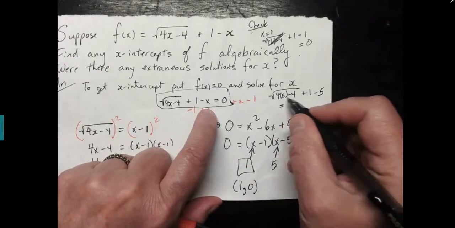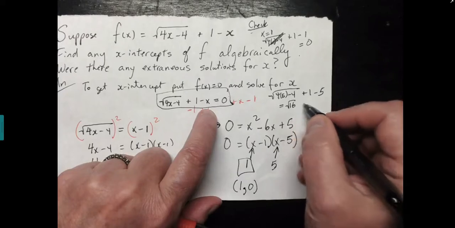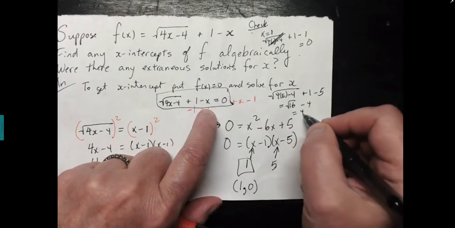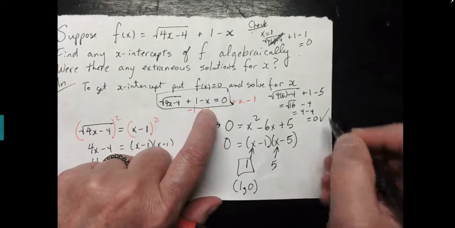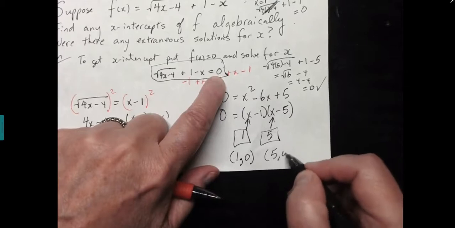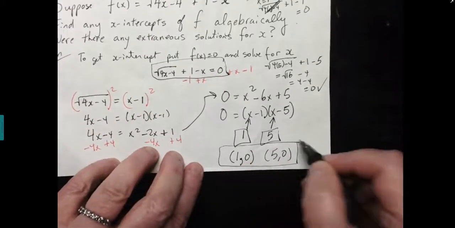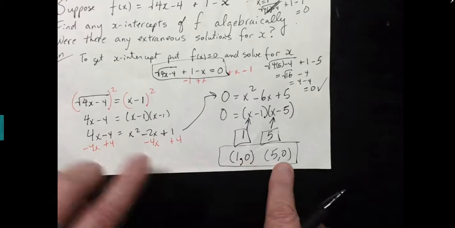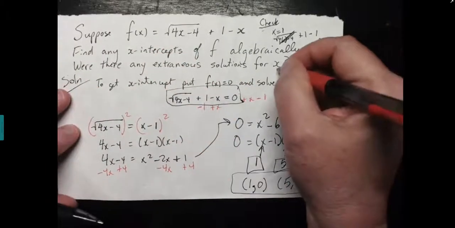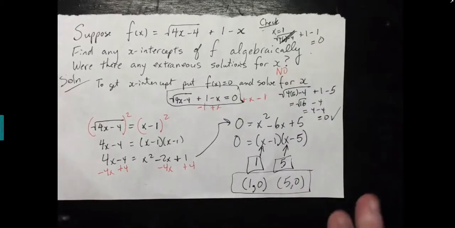Alright, so I'll get 20 minus 4, which is the square root of 16, and 1 minus 5 is negative 4, and I get 4 minus 4, and that does equal 0 as well. So that also works. So I have two x-intercepts, and they're these points. And were there any extraneous solutions for x? In this case, no, there were not. Okay.